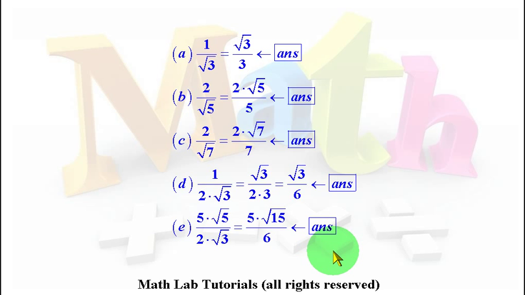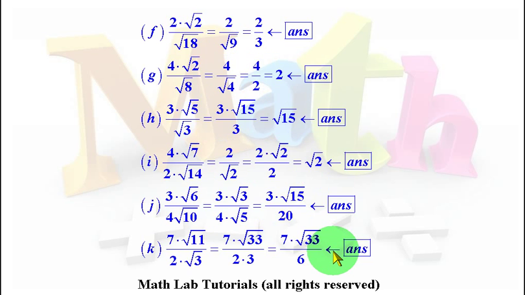Let's go on to the next slide. And more of the same thing. We've got 2 root 2 over 2 root 18. This over here, you've got to be clever. Notice that 2 and 18 have a common factor of 2, so you can reduce. Even though they're inside the radicals, you can simply reduce. 2 goes into 2 once, 2 goes into 18 9 times.